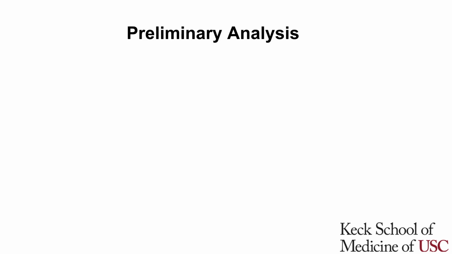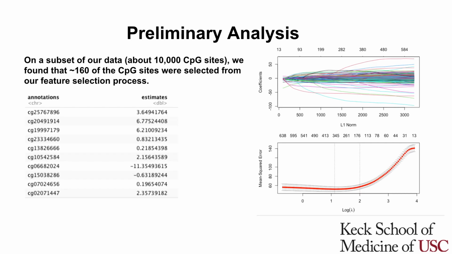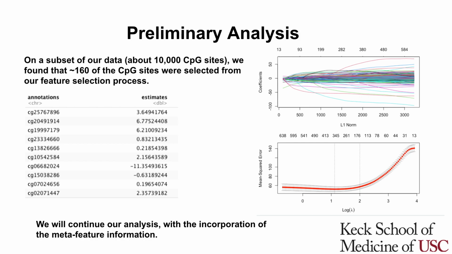In our preliminary analysis, we explored a subset of 10,000 CpG sites from the dataset. Our feature selection found that around 160 CpG sites were important in estimating predicted age. We plan to continue on with the analysis, incorporating metafeatures to see if our model prediction improves.